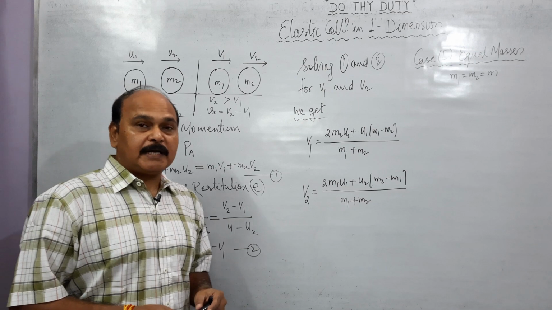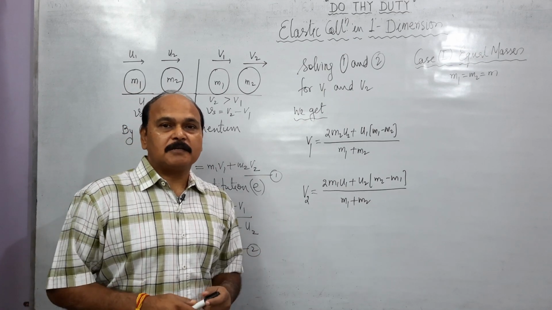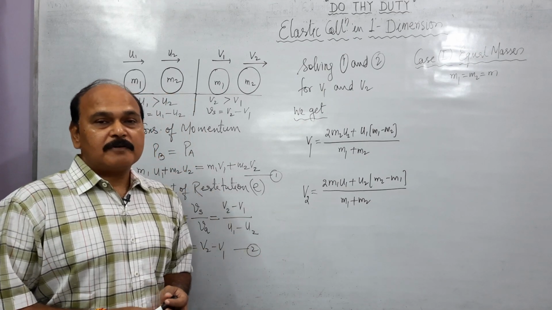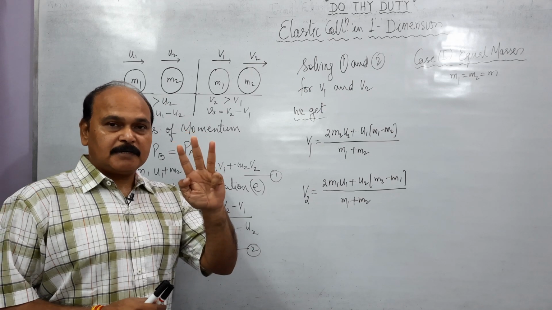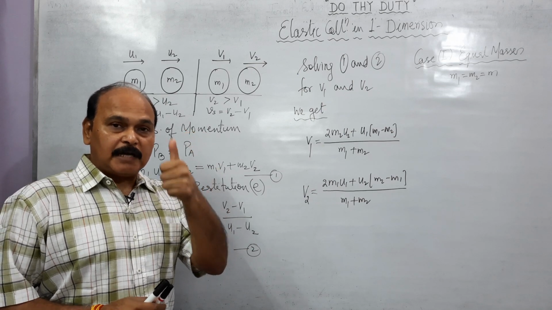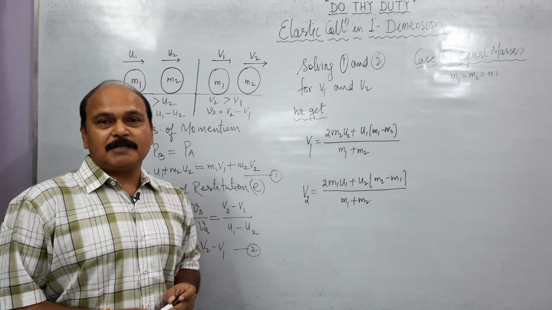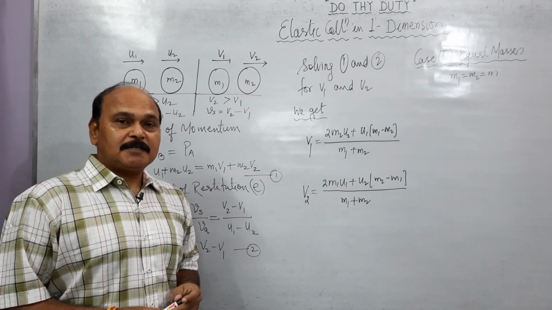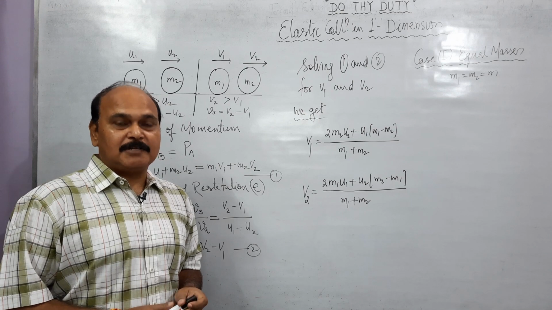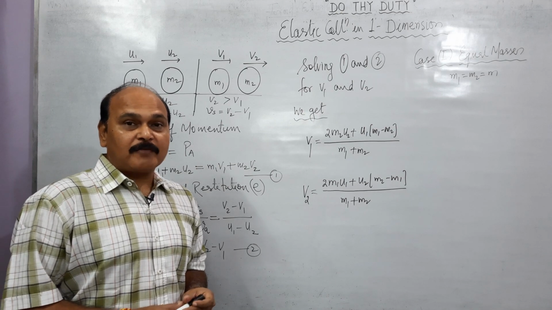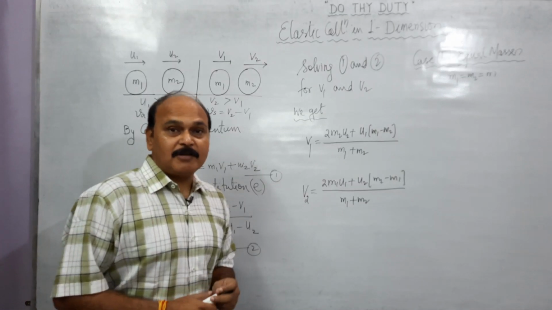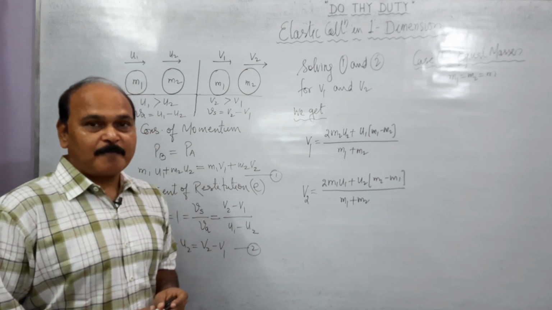Children, we have already had the overview of collision. Collisions are of three types. Number one is elastic collision, the second one is inelastic collision, and the third one is perfectly inelastic collision. And the topic of the day is elastic collision in one dimension.